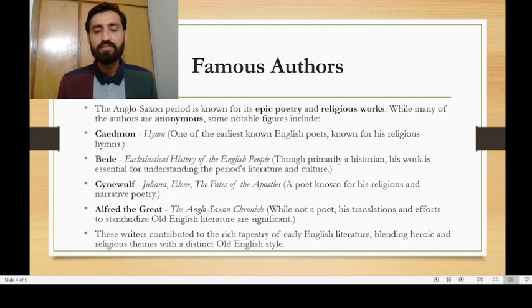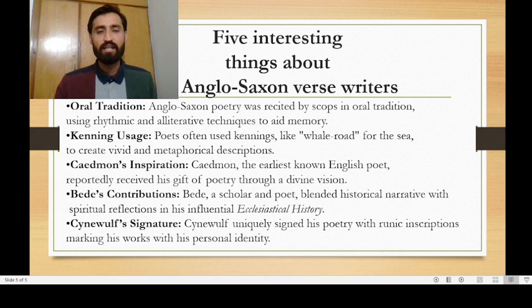Now these writers contributed to the rich tapestry of early English literature, blending heroic and religious themes with a distinct Old English style. Now I hope you have got something about these writers. Now the next thing is five interesting things about Anglo-Saxon works and writers. Now let's talk about them one by one.